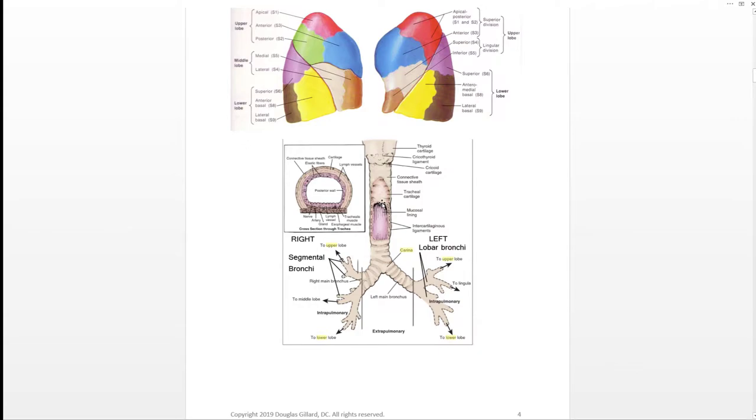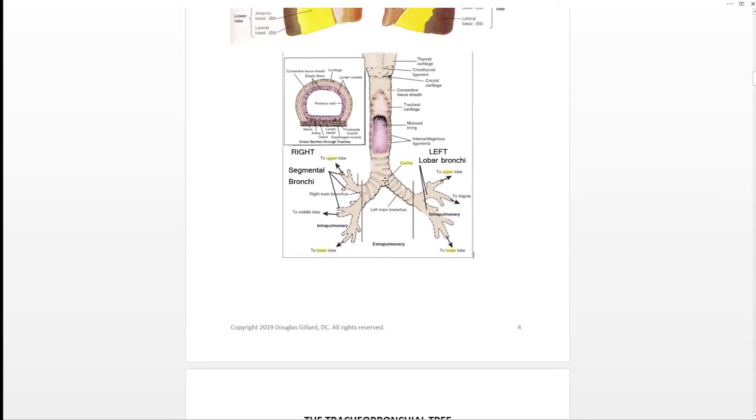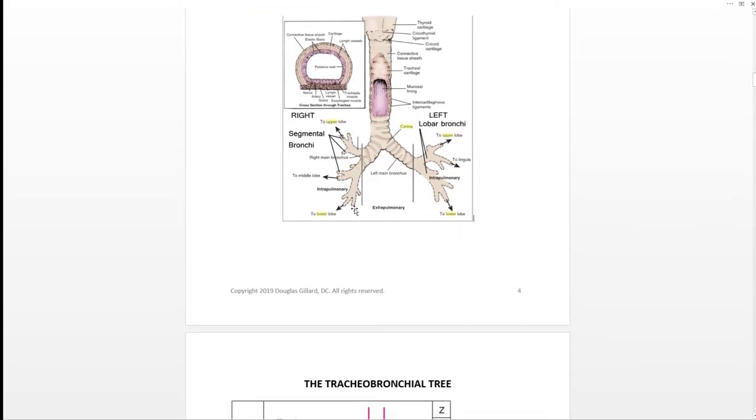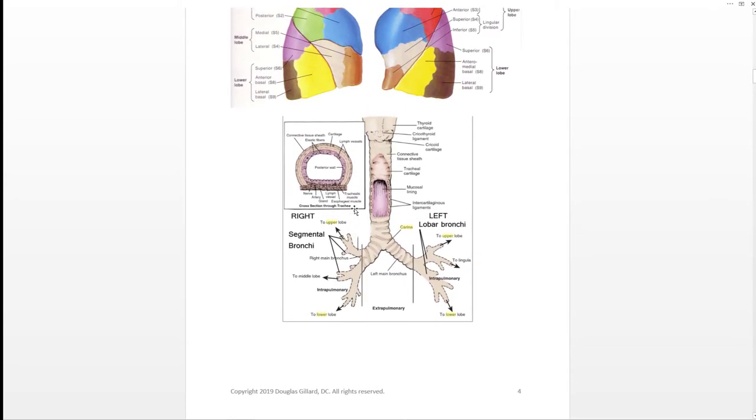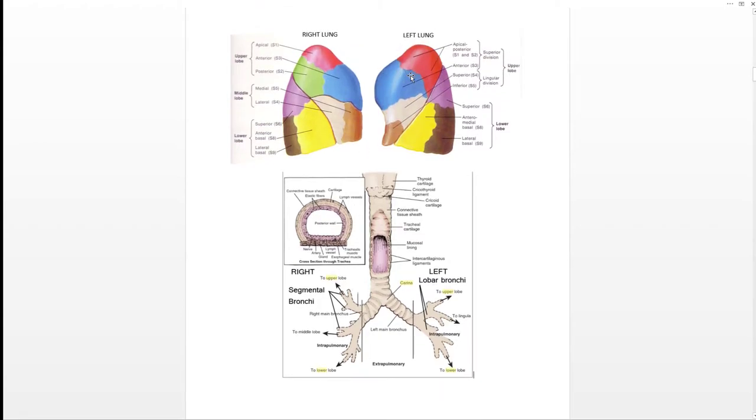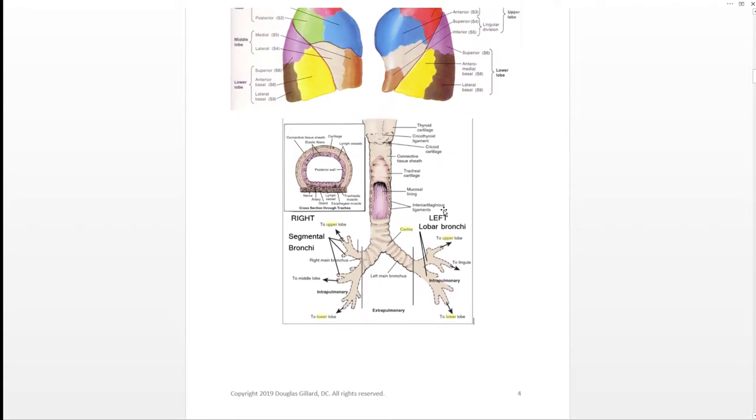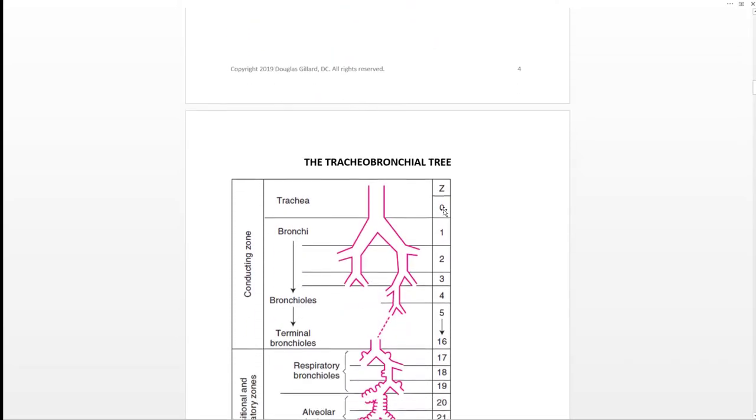What holds this tube open? Well, it's cartilage up here. When you take a deep breath in, you put a tremendous negative collapsing pressure inside this tube, and it won't collapse because of these cartilage rings. But you lose cartilage as you go smaller and smaller. When you get to some of these small bronchioles, there's no cartilage anymore. So you rely on the lung tissue itself to grab the outsides of the tube and hold it open. That's called radial traction. We'll talk about that more in class.